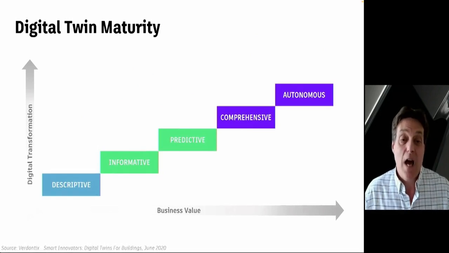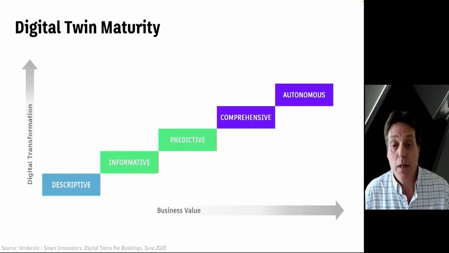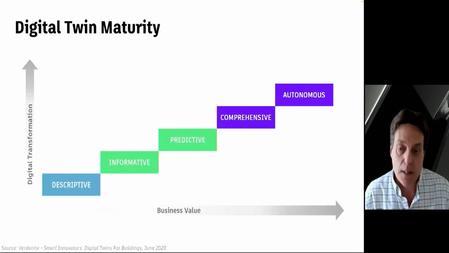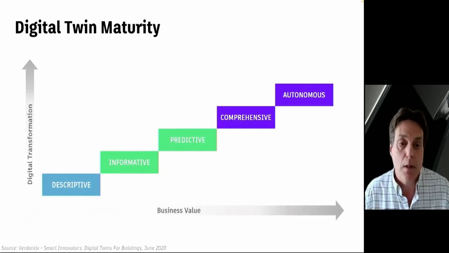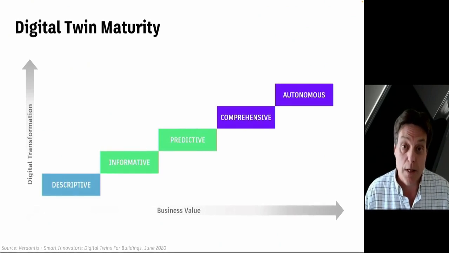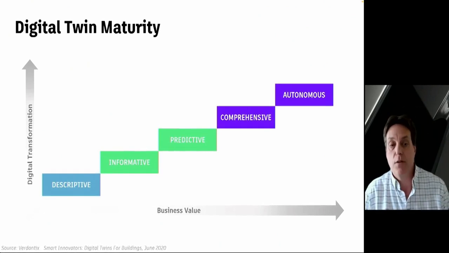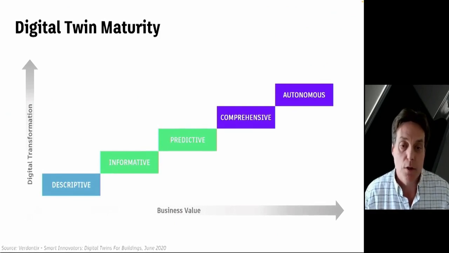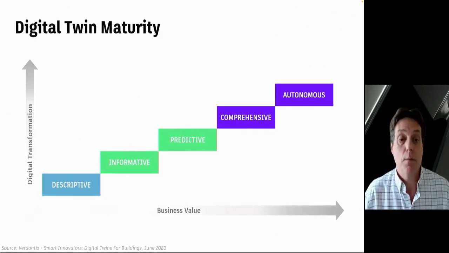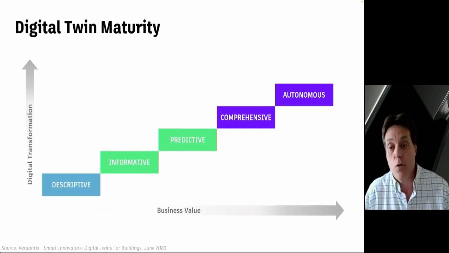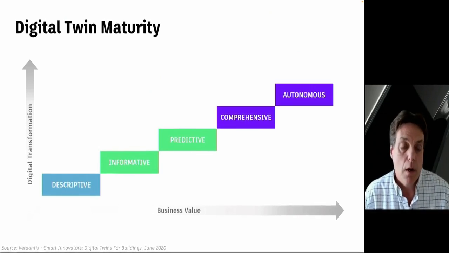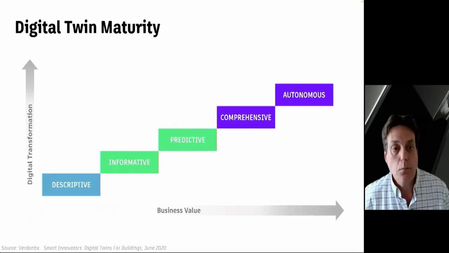Informative twins add to that by connecting to operational and sensor data to create that single pane of glass, the ability to correlate and visualize all of that data contextually. Predictive twins then begin to leverage that operational data for predictive insights. When might this component fail based on past history? Comprehensive twins add simulation for future what-if scenarios, and autonomous twins take it one step further by having the ability to learn and act on behalf of users and or self-tune a facility. Each level requires a greater degree of maturity and digital transformation, but each level also offers greater value.